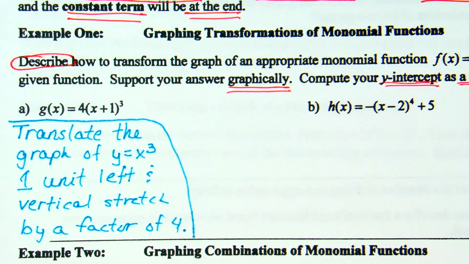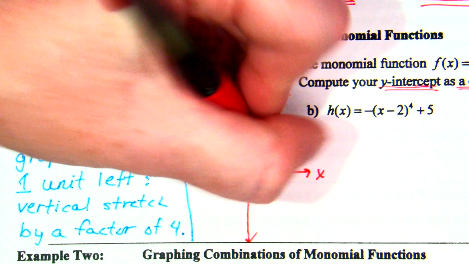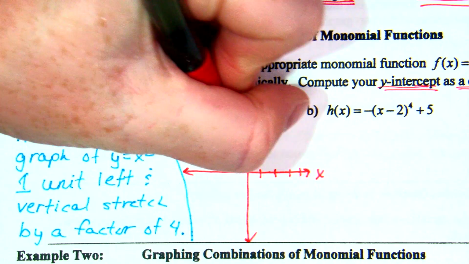We ready to try graphing this? I'm going to sketch a set of axes right here in this open space. X-axis, Y-axis. I think I'm going to put maybe 4 tick marks each direction.